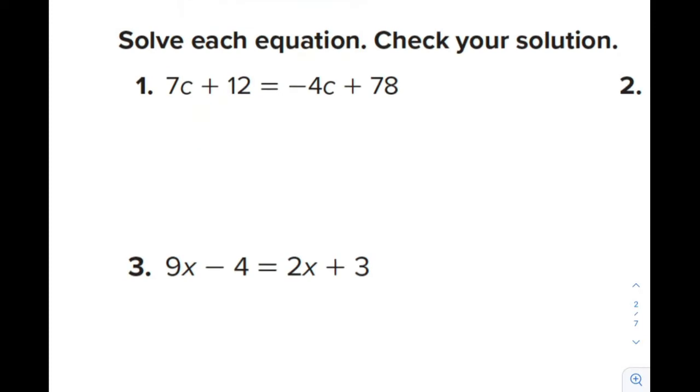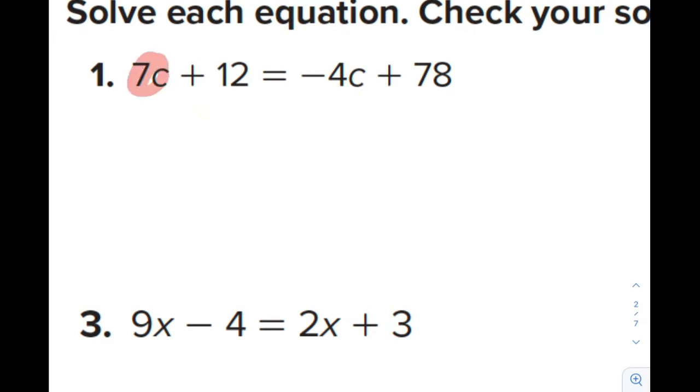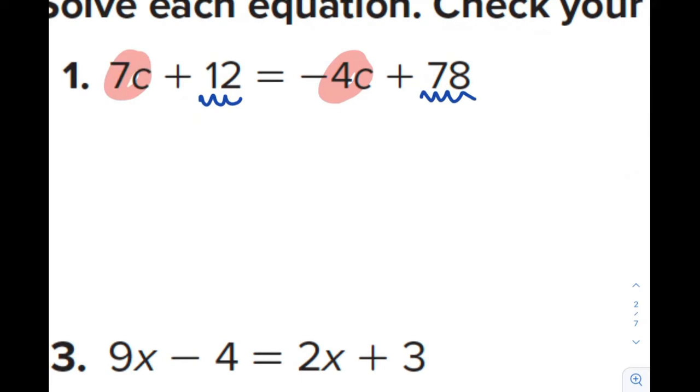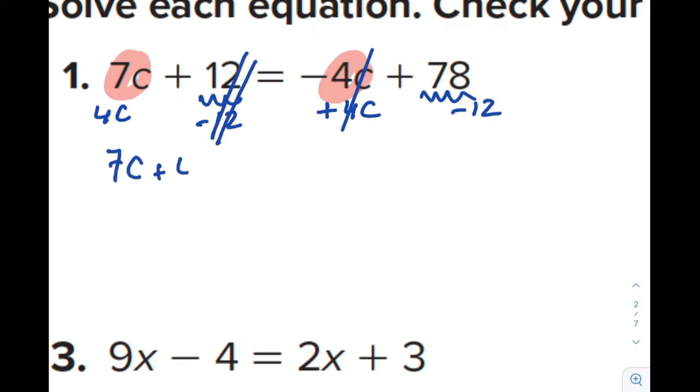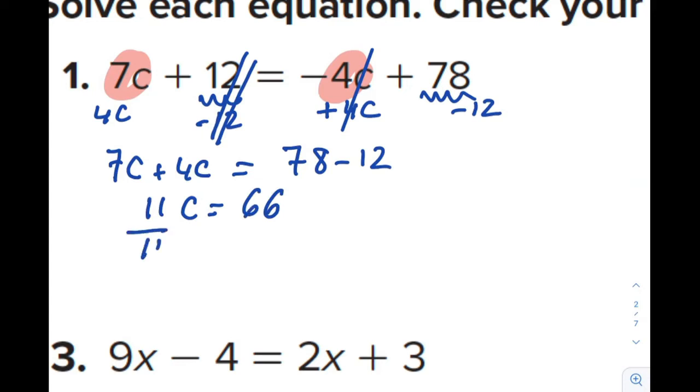Let's solve this equation. Note that we have here 7C and here negative 4C. We have here the number 12 and here 78. So simply you can either add the 4C to both sides and subtract 12 from both sides. What will happen? This will cancel and this will cancel. Now we will have 7C plus 4C. On the other side we have 78 minus 12. So this becomes 11C is equal to 66. Divide both sides by 11, نقسم الطرفين, so C is 6.